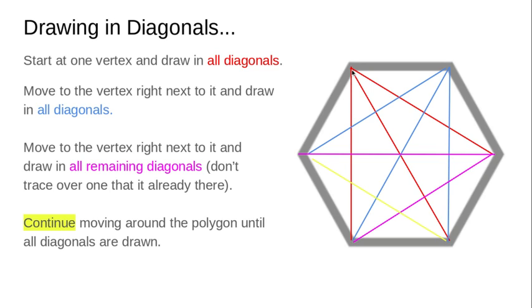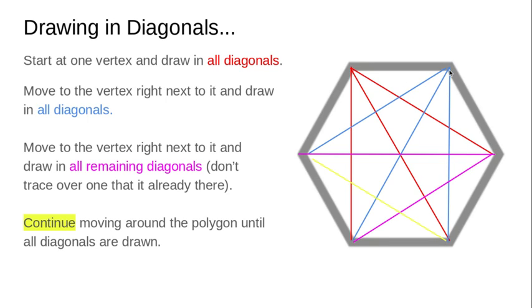Then you move one vertex to the right. So I'm here in the blue, and you draw all of those diagonals. And there are 6 vertices, so 6 minus 3 is 3. I should be able to draw in 3 diagonals. So blue, blue, and blue. Then we're going to go one more vertex.